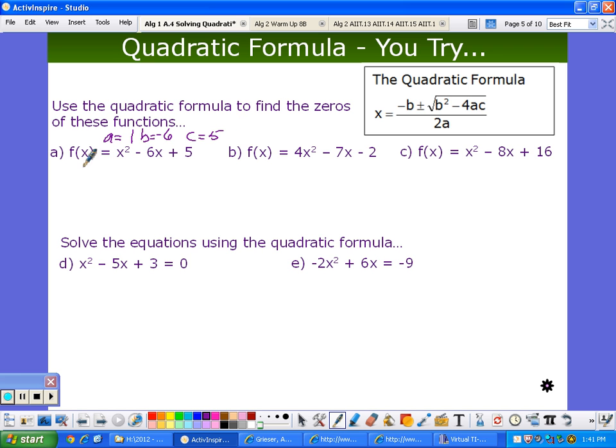Now we can actually solve the equation x squared minus 6x plus 5 equals 0 by factoring. This one does factor. Let's try it with the quadratic formula. So negative b plus or minus the square root of b squared, b is negative 6 squared, minus 4 times a times c, all this over 2 times a.